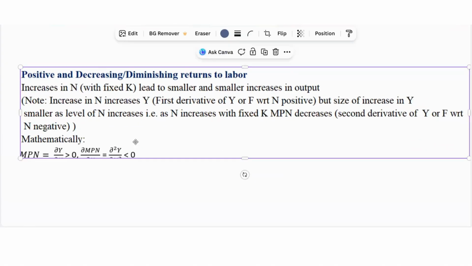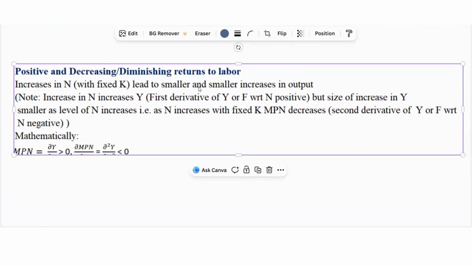So yeah, what we're saying is the positive returns to labor simply means that if we increase n with fixed k, it will always increase output, right? So the marginal product of labor, which is the partial derivative of y with respect to n, is greater than 0. But the decreasing or diminishing returns to labor part means that as n increases with fixed k, the marginal product of labor decreases. So the derivative of marginal product of labor with respect to n, which is the second partial derivative of y with respect to n, is less than 0, right?